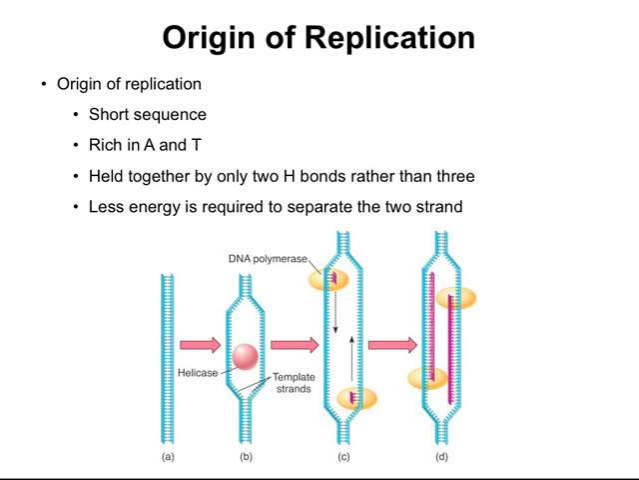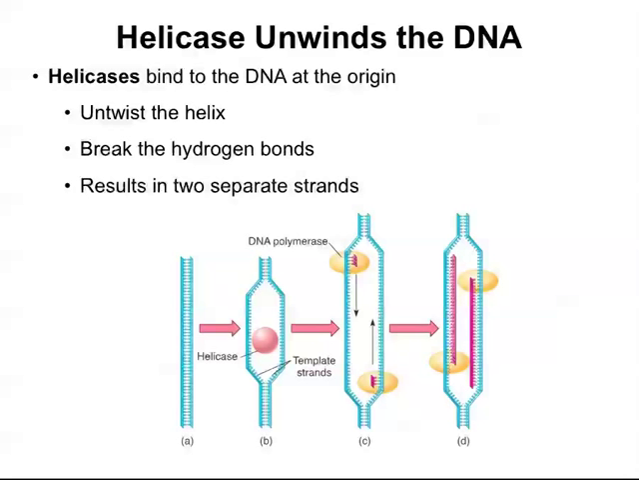It begins at the origin. The origin of replication is a short sequence that's very rich in adenine and thymine. We didn't cover this, but adenine and thymine are only joined by 2 hydrogen bonds, whereas guanine and cytosine are joined by 3. 2 hydrogen bonds are easier to break than 3 hydrogen bonds, so it makes sense that the origin of replication would have lots of A's and T's. It makes it easier for the enzymes to get in and open up a replication fork. So the origin of replication is simply where replication begins.